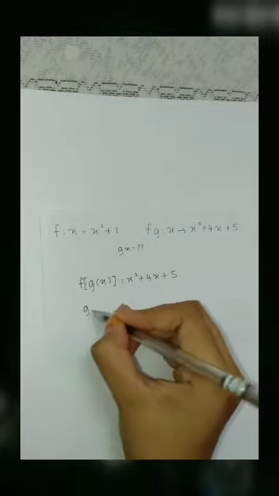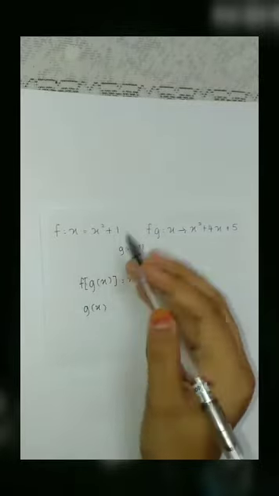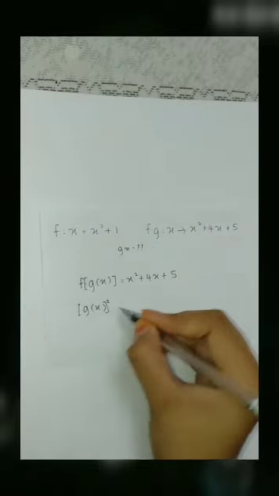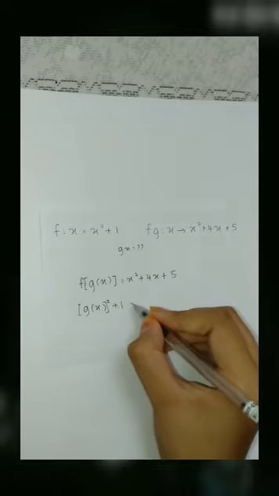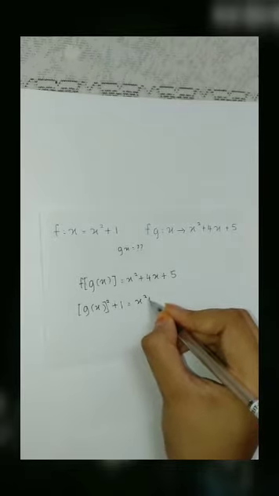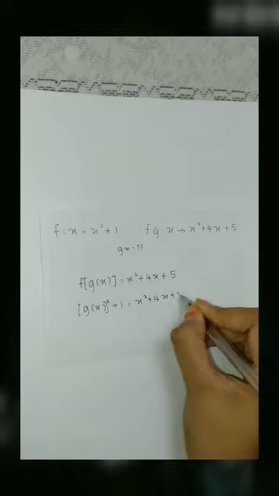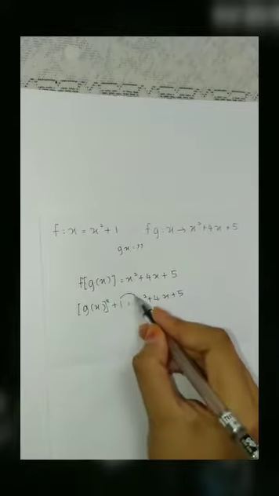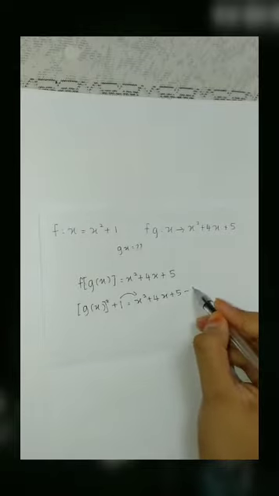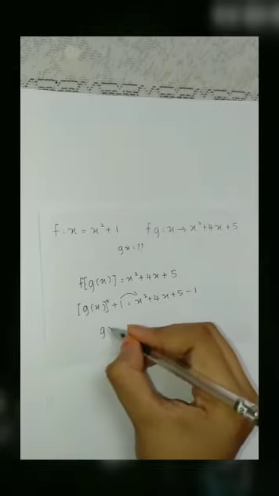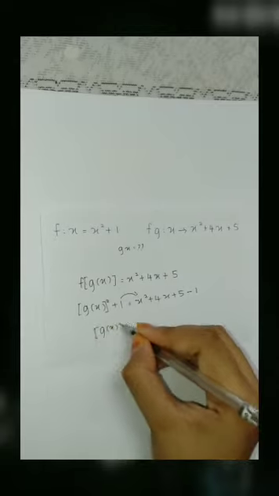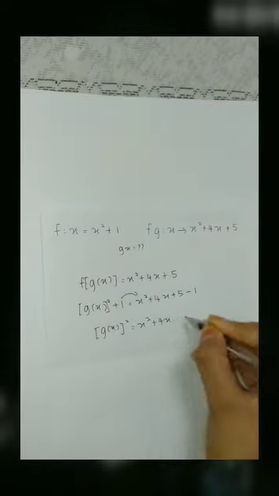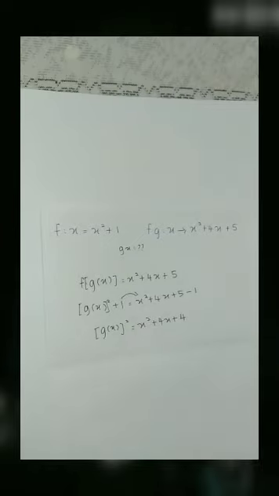So gx squared, do it like this, plus 1 equal to x squared plus 4x plus 5. So bring this 1 to here, become negative 1. So gx squared equal to x squared plus 4x plus 4.